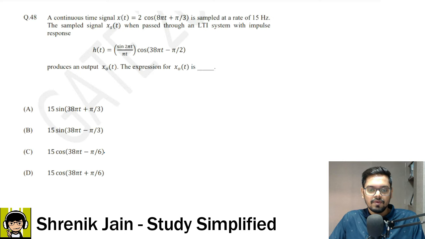Next question, question number 48, in front of the screen. A continuous time signal x of t, which is 2 times cos of 8 pi t plus pi by 3, is sampled at a rate of 15 hertz. The sampled signal, when passed through an LTI system with this impulse response, produces an output x naught of t. The expression for x naught of t is what? A, B, C, or D.